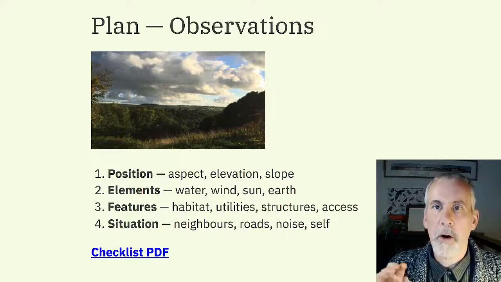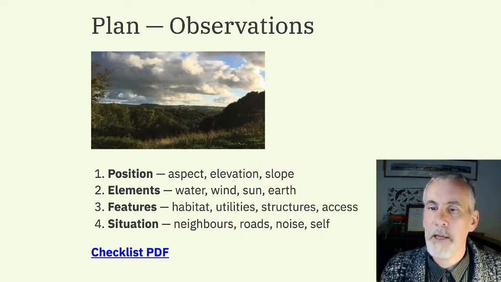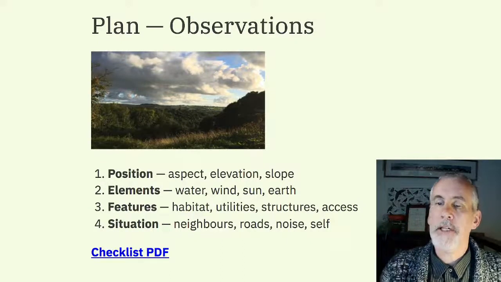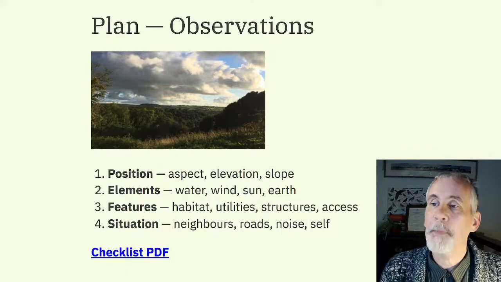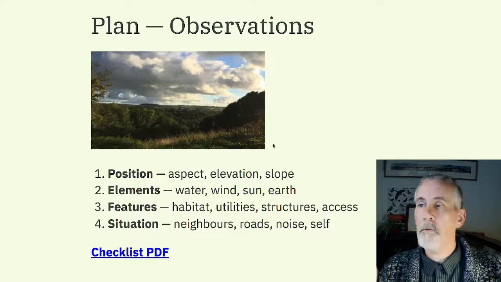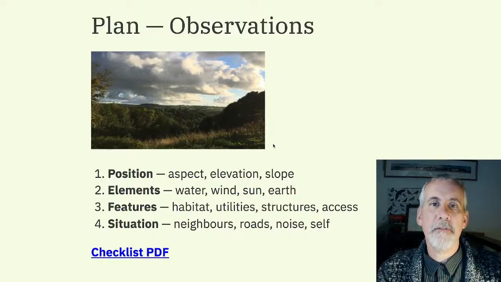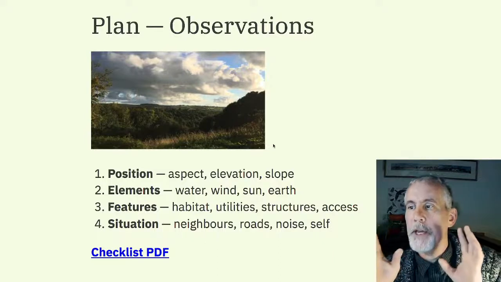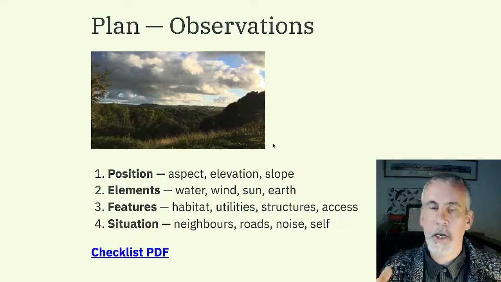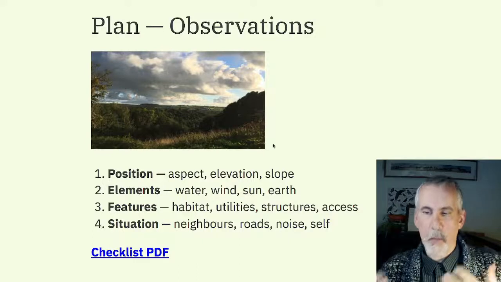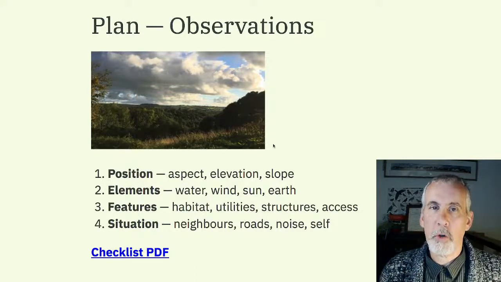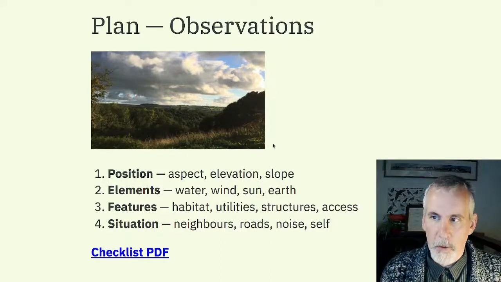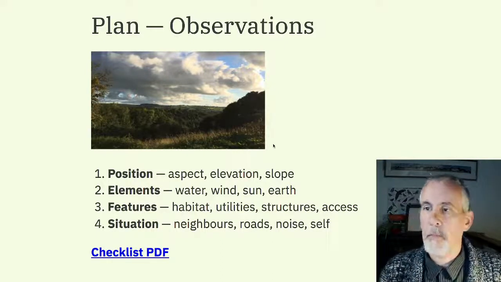Now I'm going to have a quick look at the observations. So this is plan the observations. There are four things that you need to check and go through, and there's a handy checklist in this link here. There's the position, most important really being which way does your garden face, where does the sun come from. There's the elements, this is the water, wind, sun and earth, and what is the soil like, where is there water on your land, how is it in the winter, what is it like in the summer, is there too much water, not enough water, where does the wind come from.